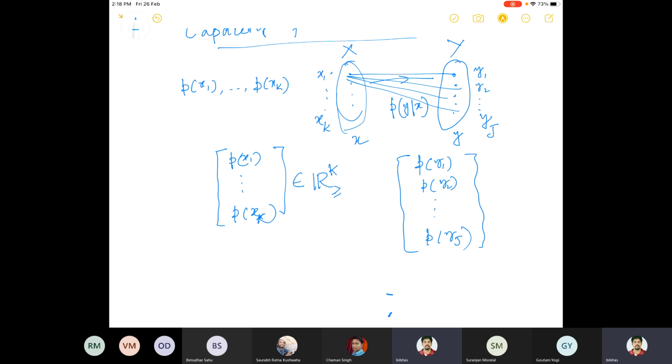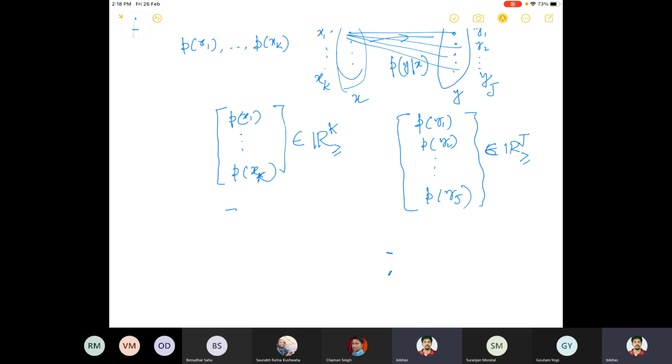And then here, this will be in R to the power J, and this is a non-negative vector. Of course, by the definition of probabilities, the sum of p(xk), k equal to 1 to capital K, is equal to 1, and here also the sum of p(yj), j equal to 1 to capital J, is 1.